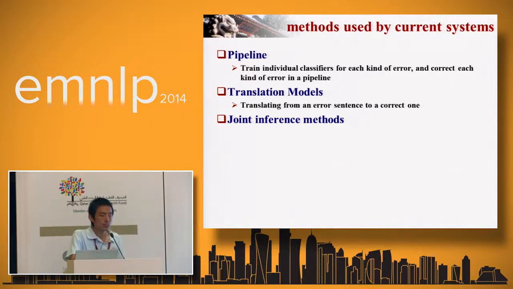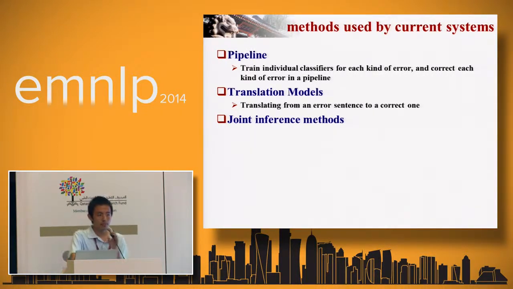You can see that this kind of method is easy to implement and easy to extend to other kinds of errors, but it's difficult to stop the errors from propagating from the early stage to the next stage. For example, some errors may interact with each other, like the subject-verb agreement errors, which are also related to the verb errors and the noun number errors. And another way of dealing with the task is to view the whole problem as a translation problem.